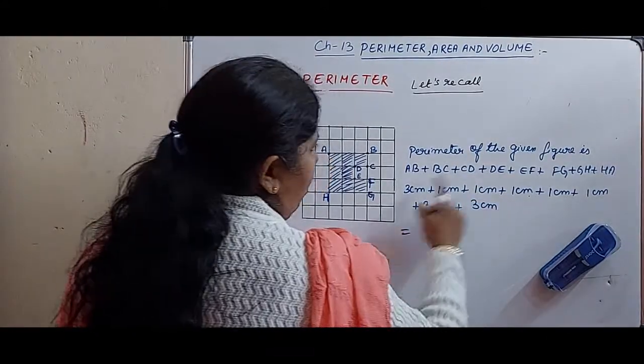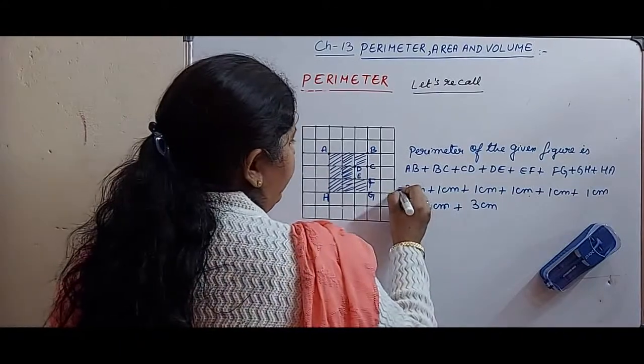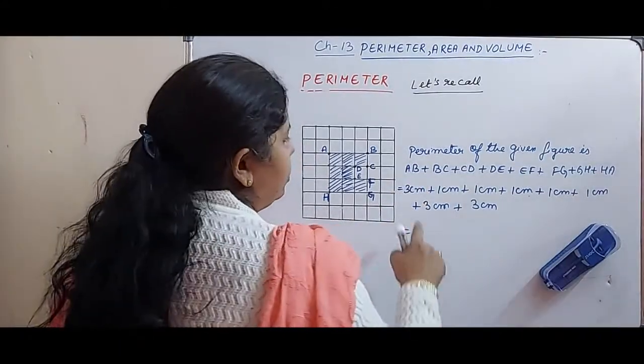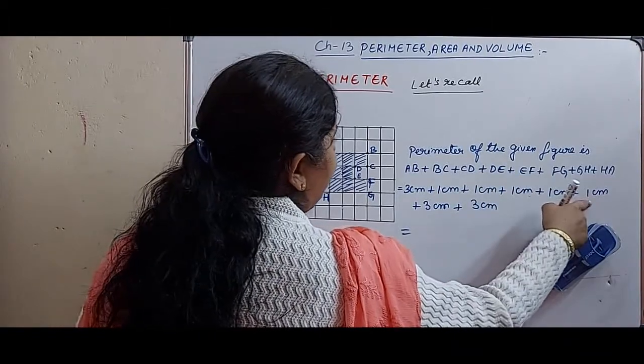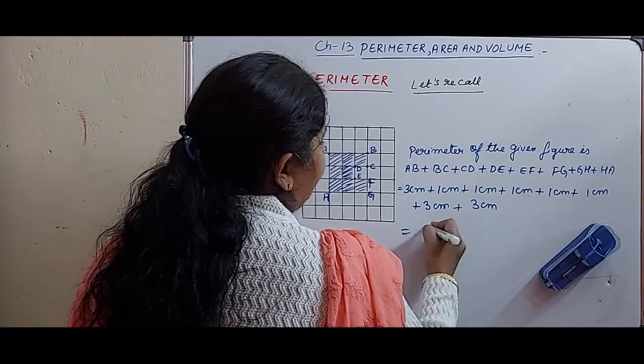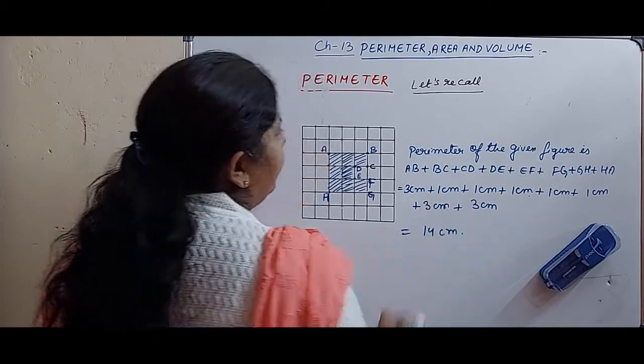Let us add all this, so we will get the final perimeter. So it is 3 plus 1, 4 plus 1, 5 plus 1, 6 plus 1, 7 plus 1, 8. 8 plus 6. How much is it? 14 centimeter is your answer.